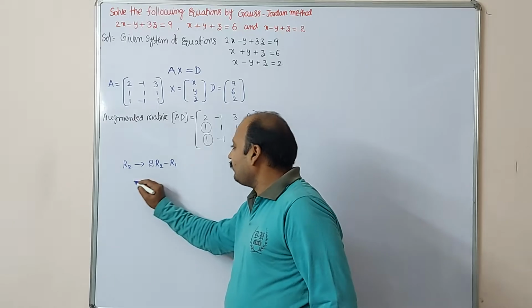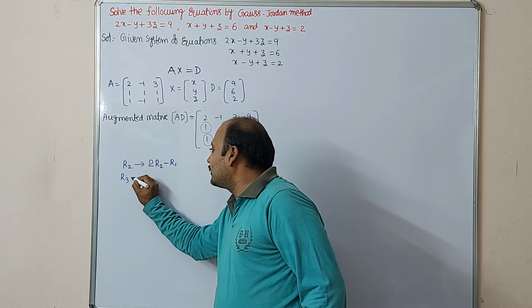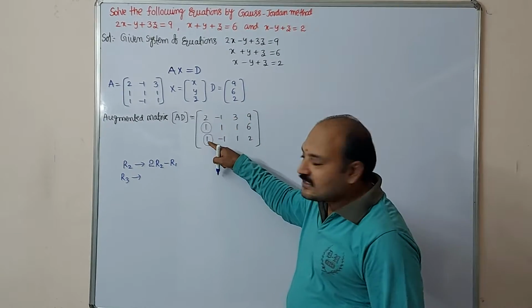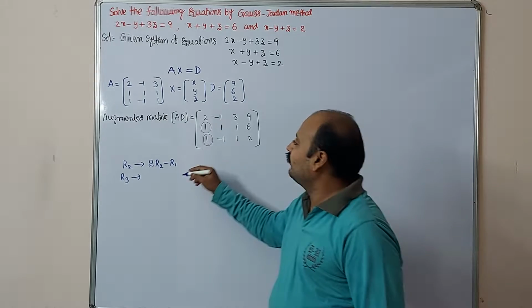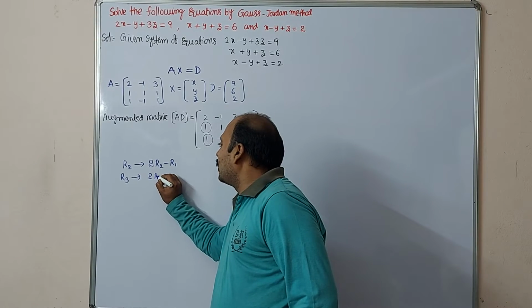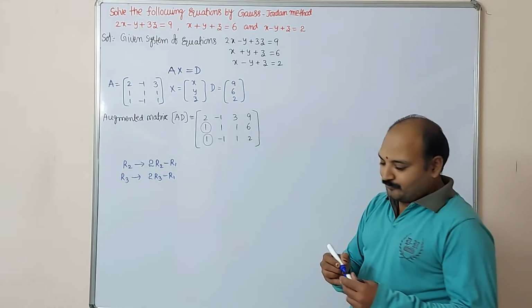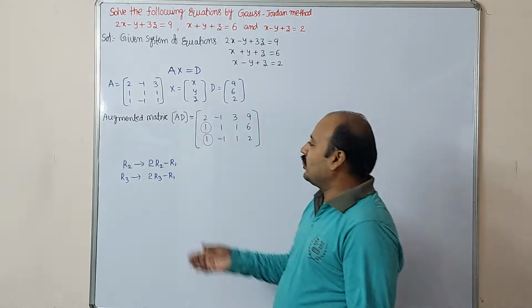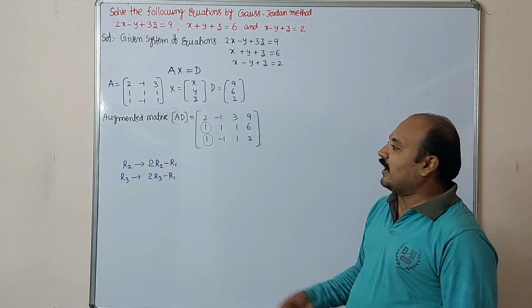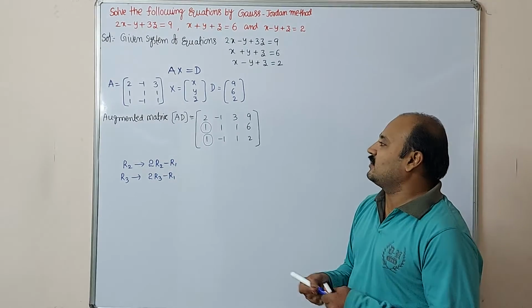Similarly, R3 tends to, this number also multiplied by 2. So 2 into R3 minus R1. These values, if you want, you can calculate separately, dear students.